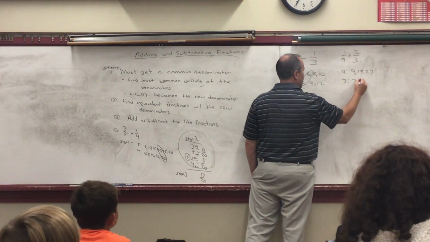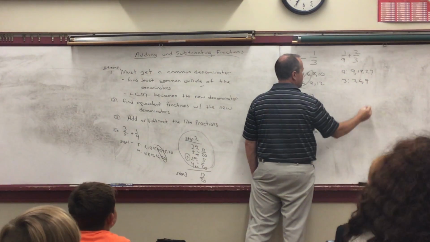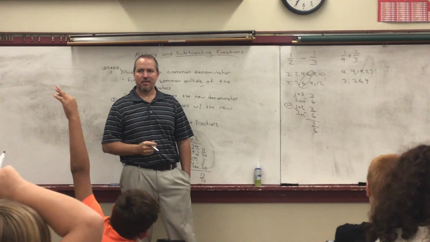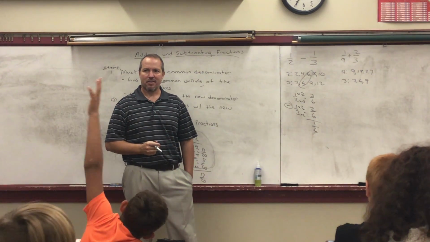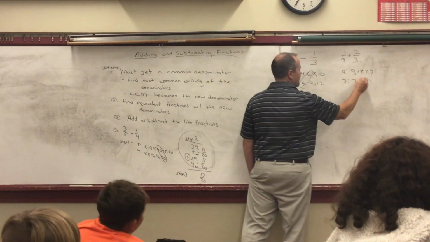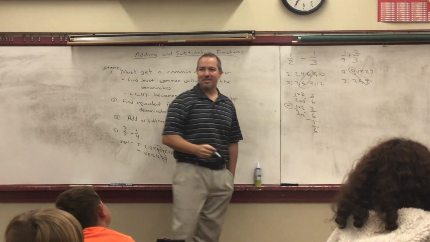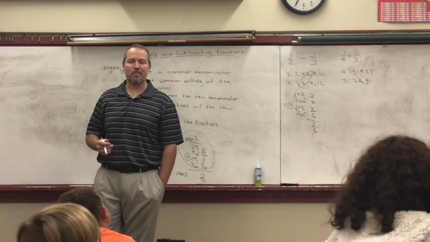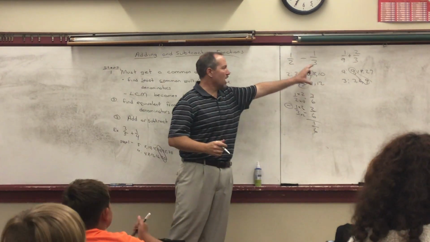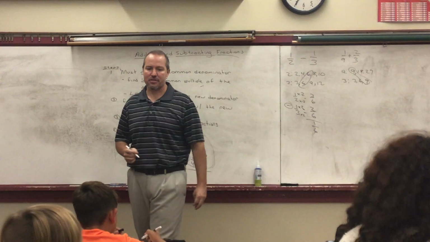So the multiples of 3 are 3, 6, 9. Stop. Why did I stop there, Keegan? Because it's in both groups, right? That's the least common multiple. Now, take your problem, write it up and down, and get equivalent fractions. Go ahead.